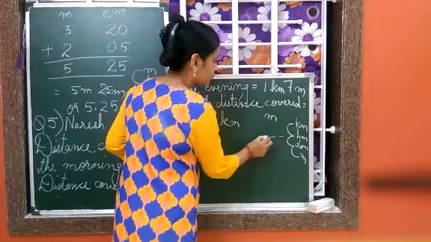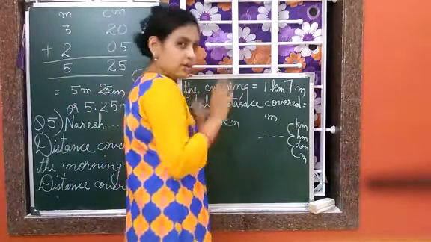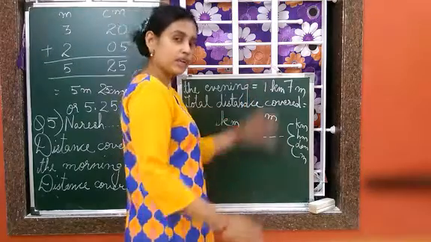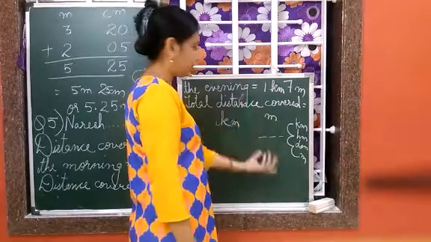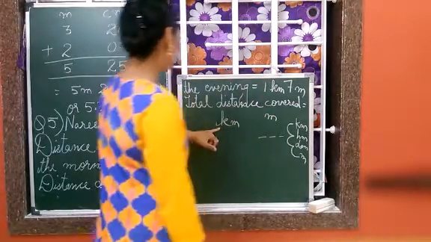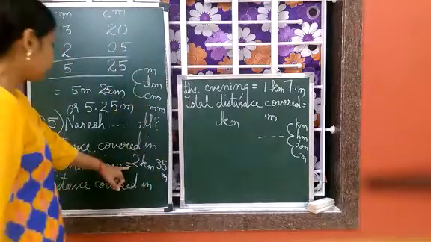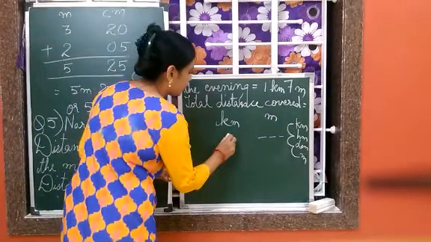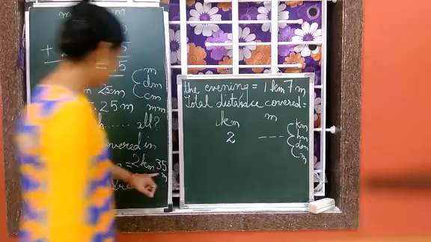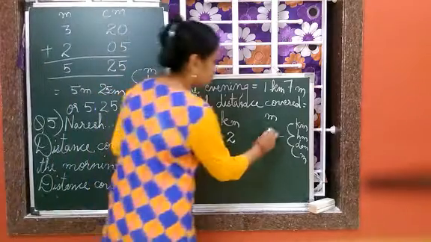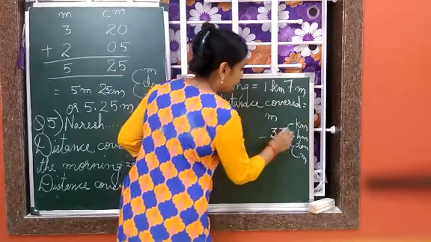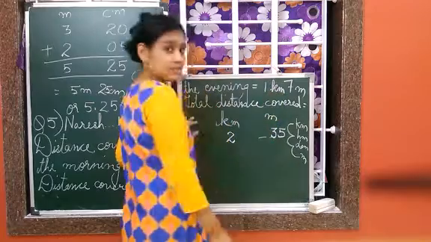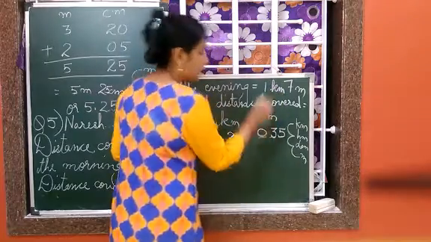Here 1, 2, 3 places. Okay. Now whatever numbers will come, we are going to write them according to the places. So the first one, kilometers. What is it? 2 kilometers. So we write 2 and then we write 35 meters. So 35 meters. This place will be 0.